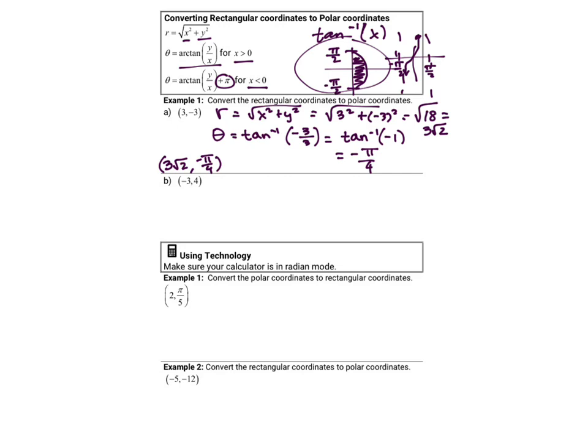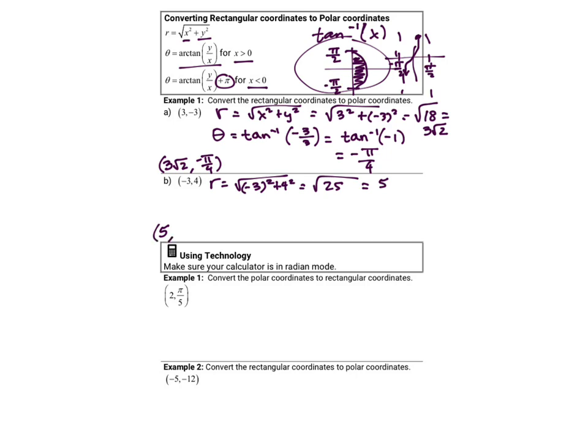Good. Okay, let's try the next one. R is going to equal the square root of negative 3 squared plus 4 squared. Right? 25 in there. It's a 3, 4, 5 triangle, so we hope that R is 5. So R equals 5.